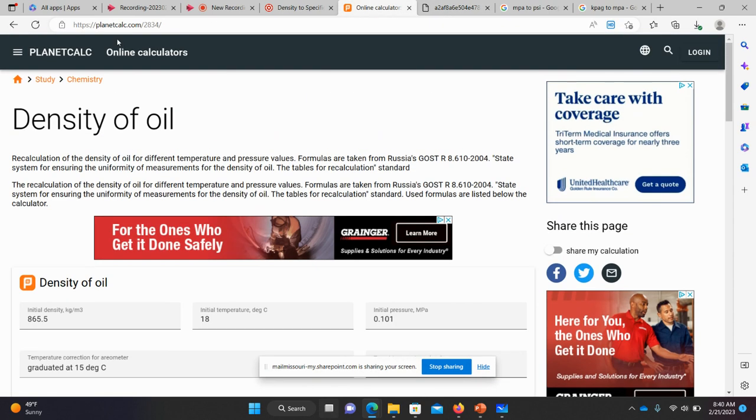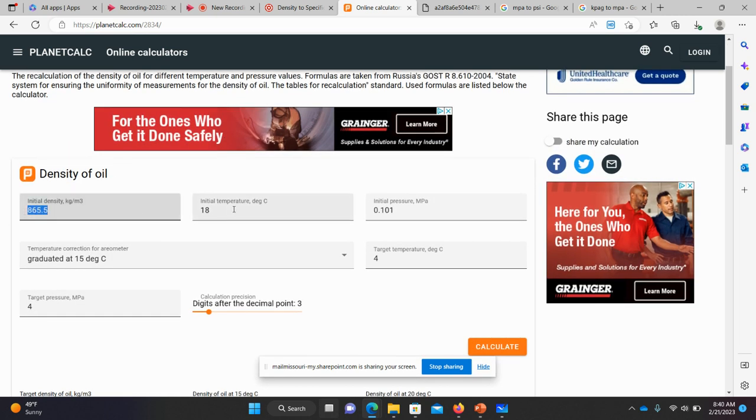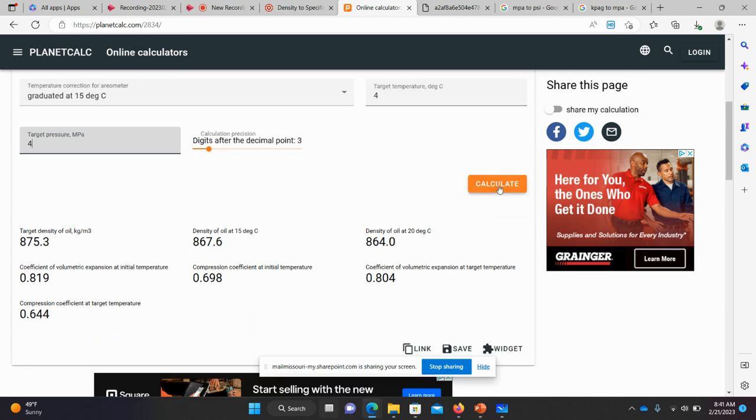In this one, I've used planetcalc.com. You can see that I put the initial density, the initial temperature in centigrade, and the initial ambient pressure. Here the pressure is in megapascals, the temperature in centigrade, and the initial density in kg per meter cube. Once I added these three parameters, I put the targeted operating pressure and temperature. The operating pressure was 4000 kilopascals, which I converted into megapascals, and the target temperature was 4 degrees centigrade. Once I clicked the calculate button, I got the density here, 875.3.